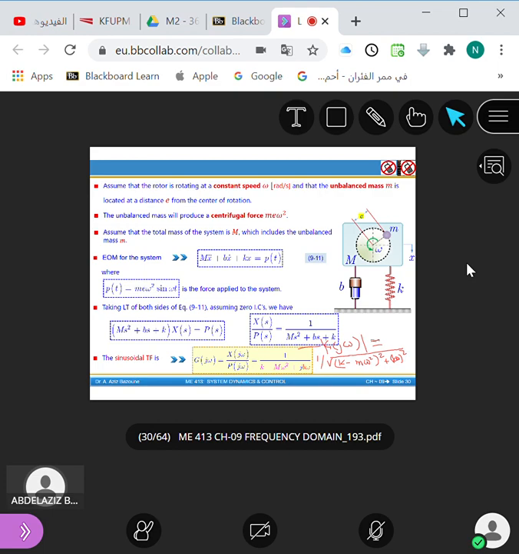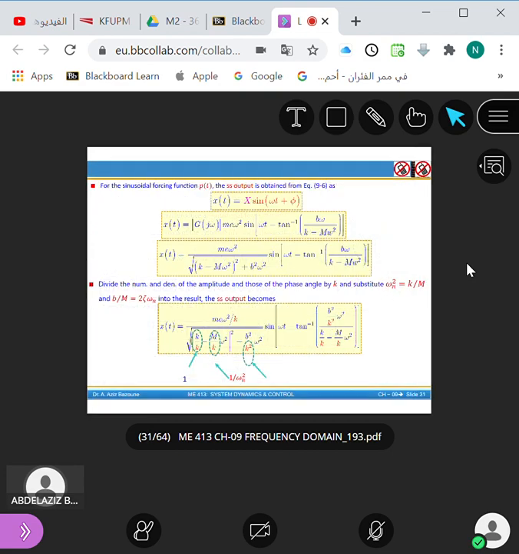Now the phase angle, if you remember, we defined it to be the angle of G(jω). The phase angle phi will be minus tan inverse of the imaginary part, Bω, over K minus Mω², the real part. So this is the phase angle. And that's why in the next equation you will see that we are writing, this is the phase angle phi.